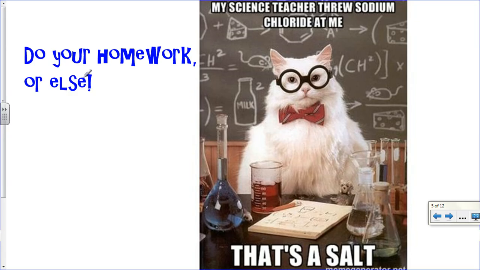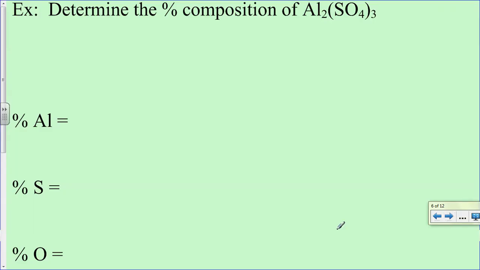Chemistry cat says, do your homework or else. My science teacher threw sodium chloride at me. That's a salt. So do your homework. You don't want to be assaulted.